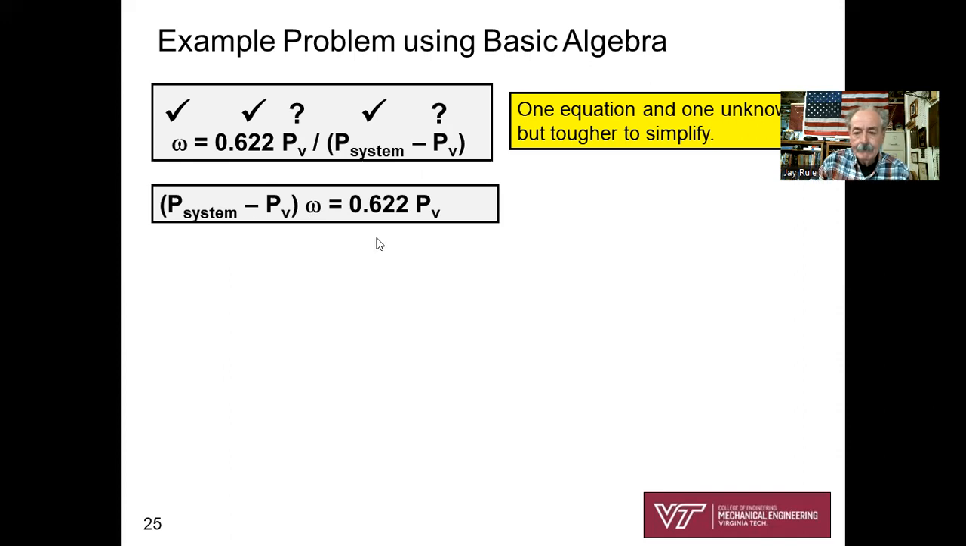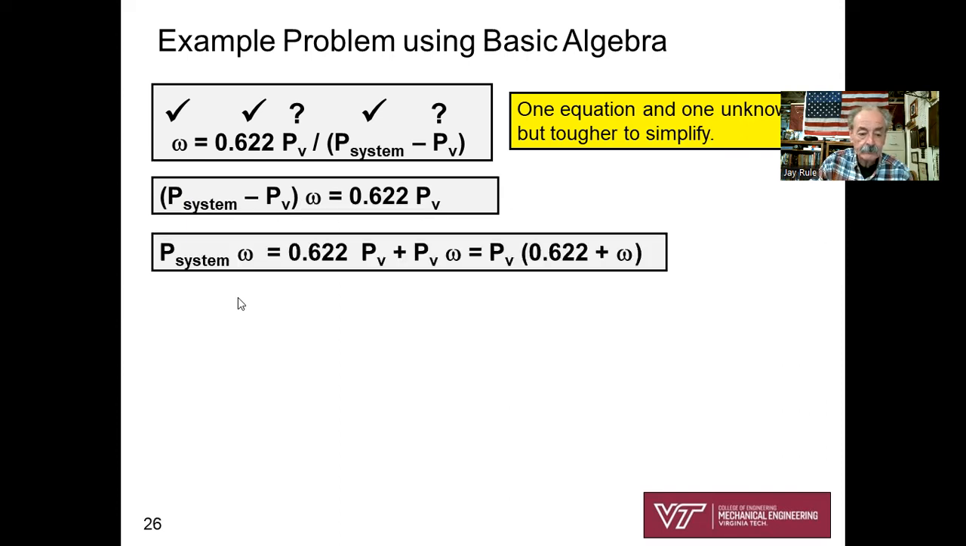I'm not there yet. I don't have PV equals. So the next step I'll do is multiply out, distribute algebraically the left-hand side. Yep, I did that, didn't I? P system times omega. Oops, where did that PV omega go? Oh, here it is. It's on the right-hand side. I moved it to the right-hand side, and then I just kept the right-hand side written down. So I wrote that down.